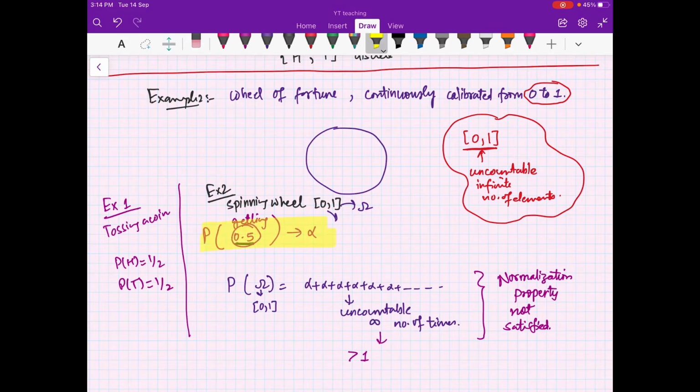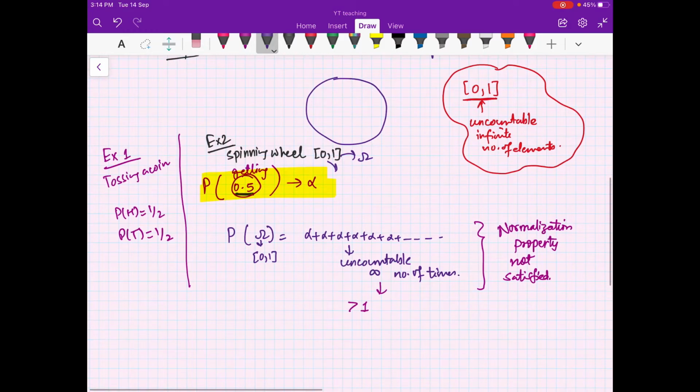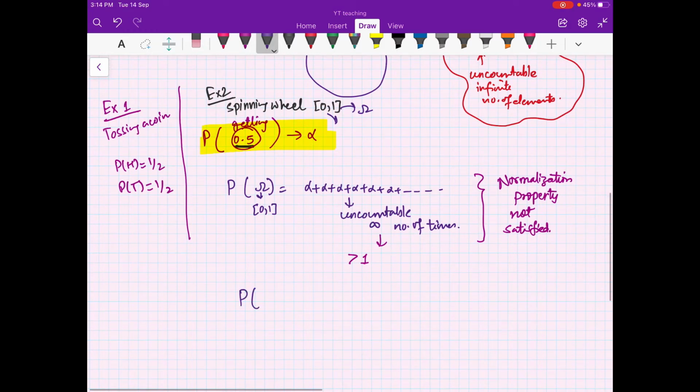So obviously it means that we don't want this to be true, right? We cannot give any probability to getting a single number in this continuous case. So for sure we have to put the probability of getting a single point on the fortune wheel as 0, right?